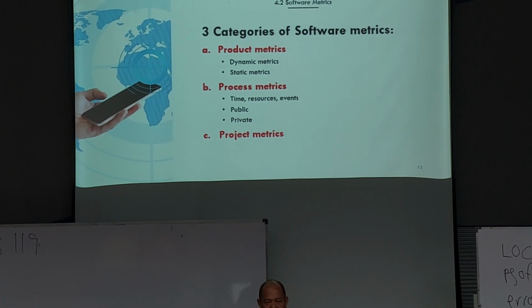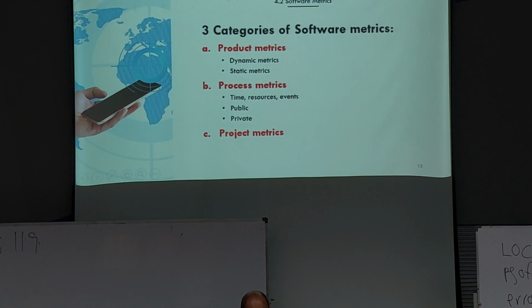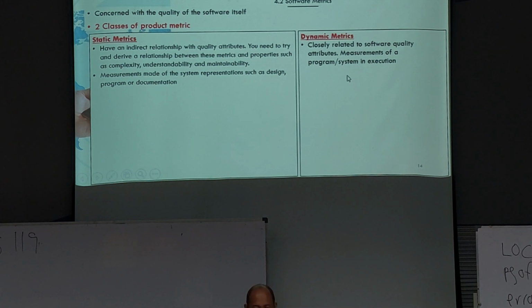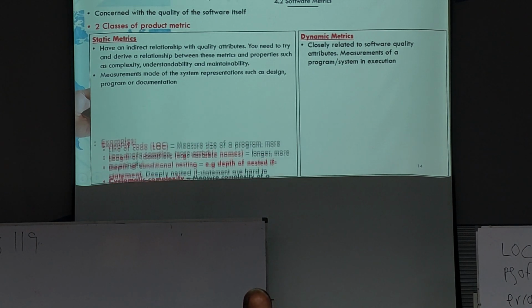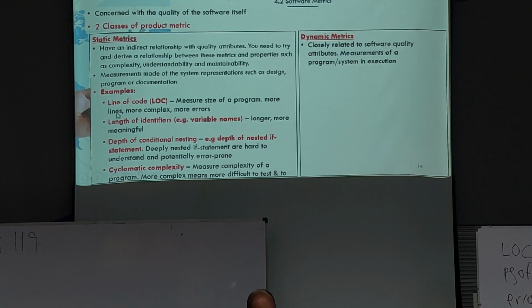Okay, so categories of software metrics. So product metrics, process metrics, and project metrics. These are the three categories of software metrics. Product metrics can be further divided into two, static and dynamic. So let's look at the static first. Static metrics are lines of code, length of variable names, depth of nested if statement, and cyclomatic complexity. So these are static metrics.